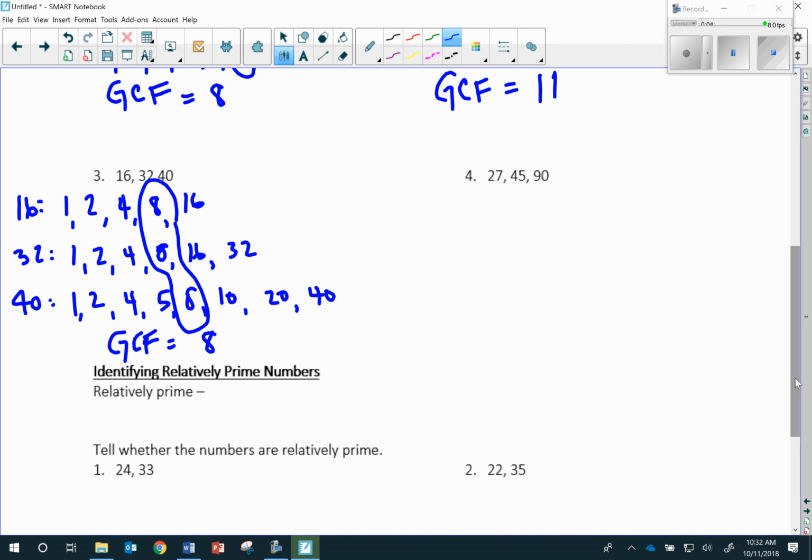Alrighty, we're going to move right along and talk about numbers that are relatively prime. In section 1, we talked about prime numbers having factors of itself and 1, those being the only 2 factors. That number is prime. If a number is relatively prime, all that means is that the greatest common factor that 2 numbers share, that GCF is 1. So if 2 numbers share a GCF of 1, that means they are relatively prime.